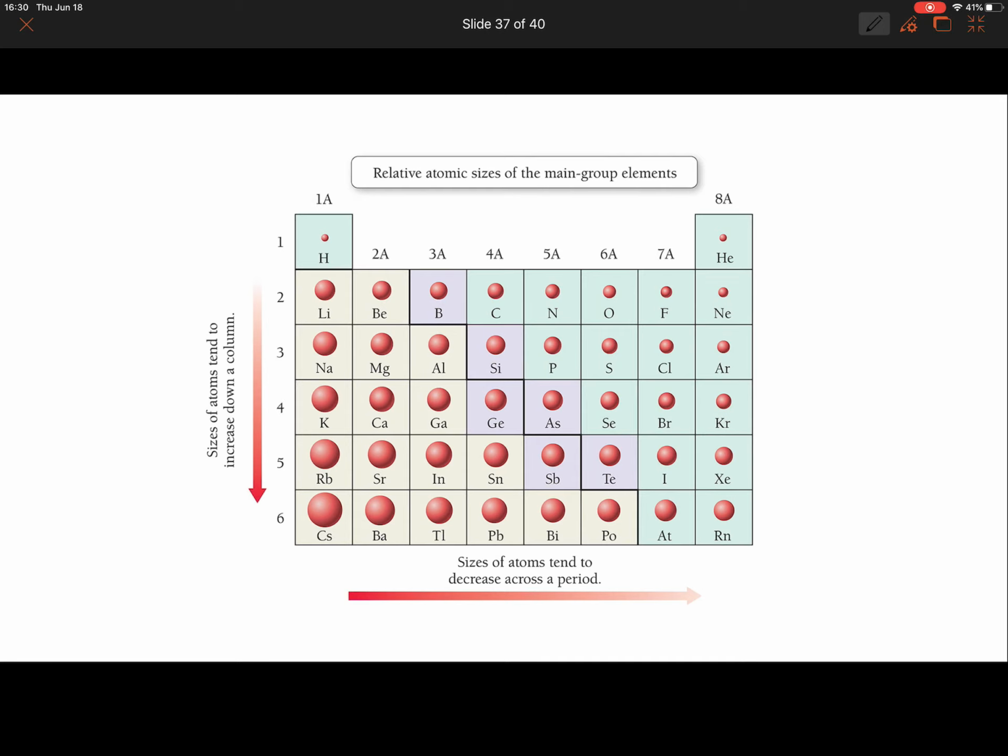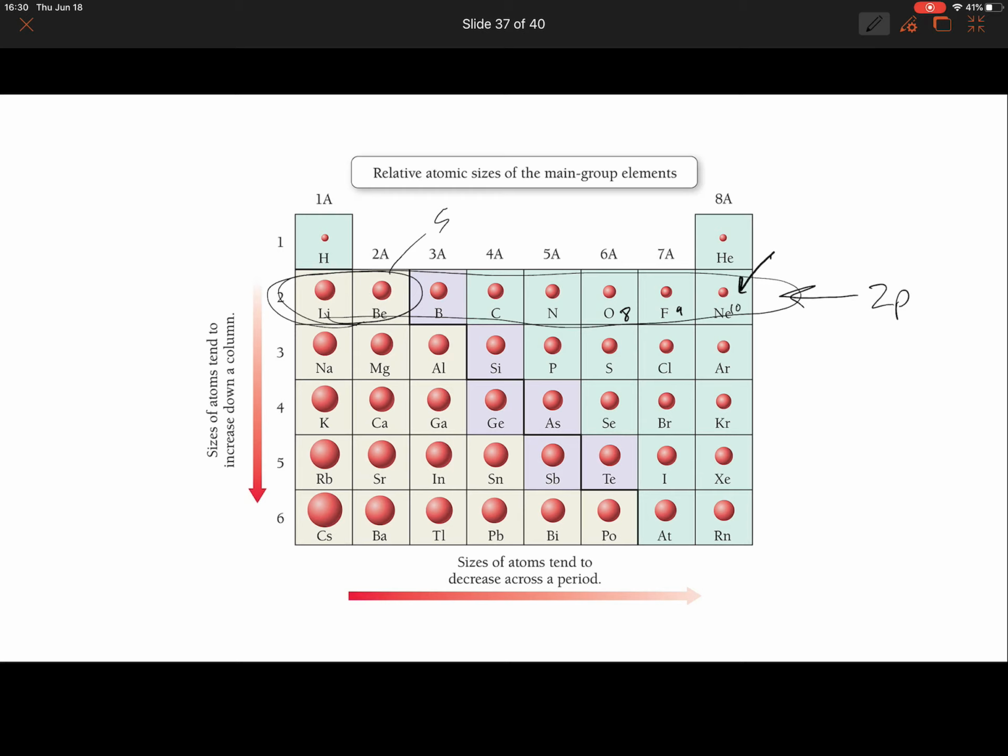What is changing is the number of protons. Neon has 10, fluorine has 9, oxygen has 8. As you get more and more protons, that's more positive, more pull. And since they're all in the same row, they get pulled tighter and tighter the more protons you get, so the atoms get smaller and smaller.